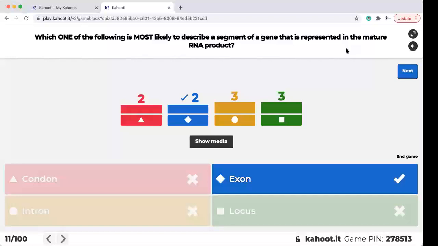Which one of the following is most likely to describe a segment of a gene that is represented in the mature RNA product? Is it the codon, the exon, the intron, or the locus? The correct answer is the exon. So what are these terms? What are they referring to? The codon is like a triplet. Let me just annotate this.